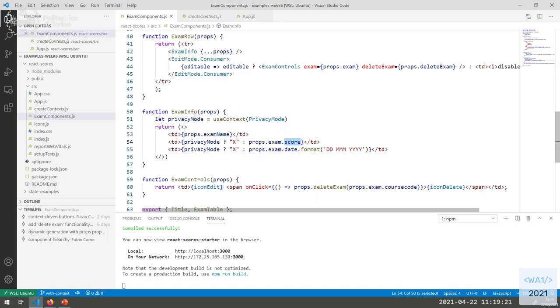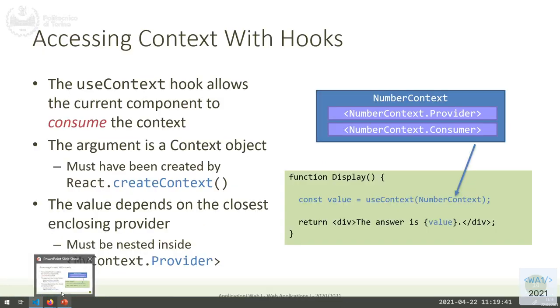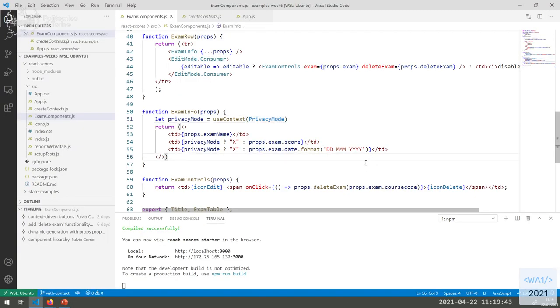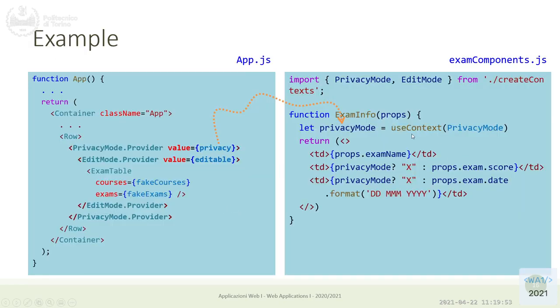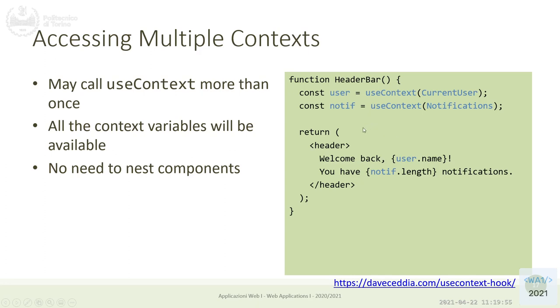So again, exam info may access this state variable from the app directly by name, and actually by referring to the object instead of having all the properties passed down. So basically, it's not very complex to do. You just have to remember to create this context and define the provider when you have the state that you want to share, and define the consumer every time you need to use it and to use the value to affect the rendering.